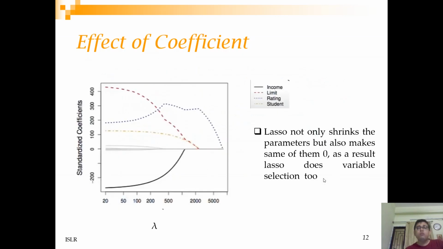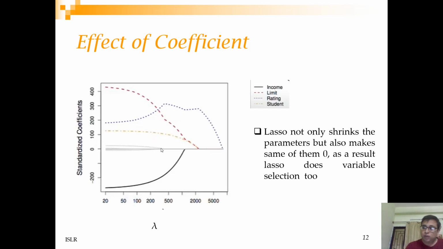Okay. If you look at the effect on the coefficients here, same effect you will see: when lambda is 0, it is like linear regression. Coefficients are having high value. However, as we increase lambda, you see some coefficients are becoming 0. So Lasso is not only a shrinkage model, but it also acts as a variable selection model. That's why it is also called a sparse model.